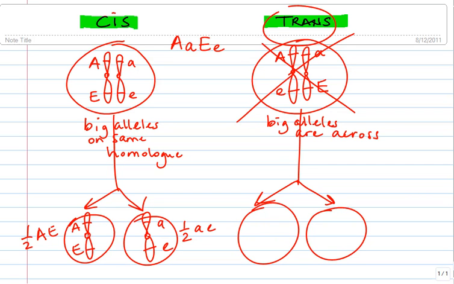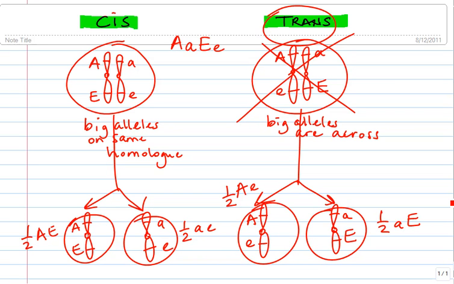Notice that when we have them arranged in trans, the result is a little bit different because the genes are arranged in trans. So we can either inherit this combination or we can inherit this combination, in which case half of our gametes are big, small, and half are small, big.